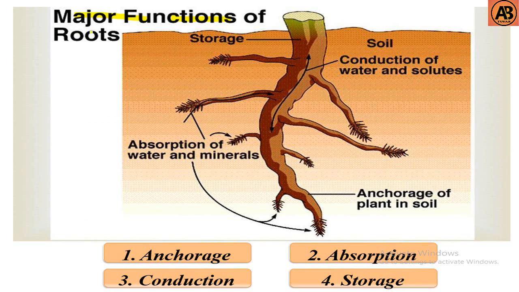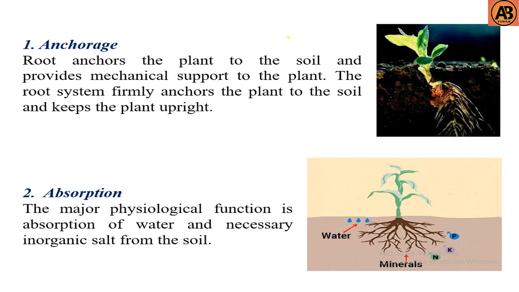Then major functions of roots. There are mainly 4 major functions of roots. First one is anchorage. Here anchorage of plants in soil. Then second function is absorption of water and minerals. Then third function is conduction of water and solutes. Then last function is storage occurs here. This function we'll know in briefly. So let's get started.